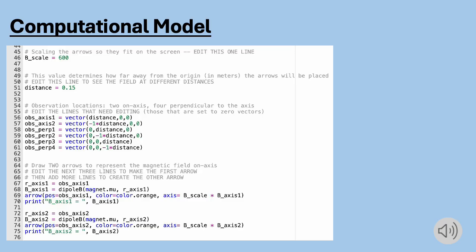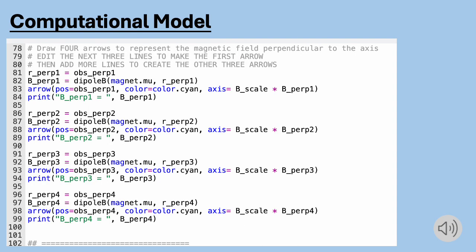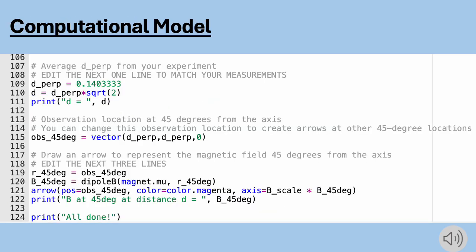And then I just created 2 on-axis and 4 perpendicular observation locations. And that's what you can see here. The first 2 are on axis, and then the other 4 are perpendicular. Then I just drew a couple arrows to represent the magnetic field on axis, and then I repeated that in the next slide. As I said, I just remodeled this for the magnetic field perpendicular to the axis. So all I did here was average out my perpendicular distance, which the spreadsheet did for me. I calculated the observation location at around 45 degrees from the axis, and then I just modeled it.